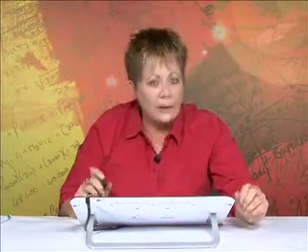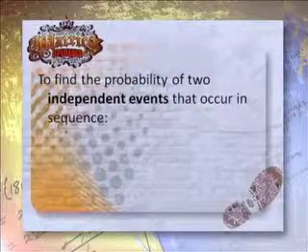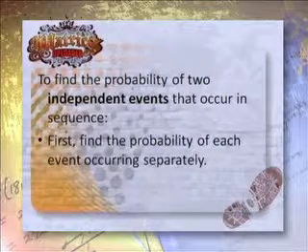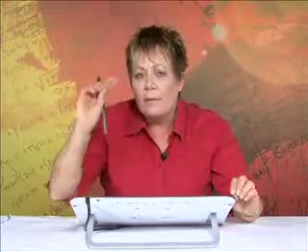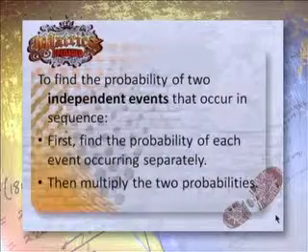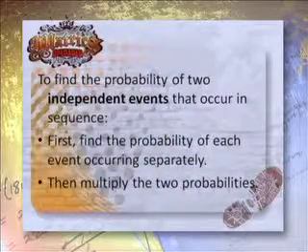Now, how do we find the probability when two independent events occur? Well, we've got to do two things. Firstly, we're going to find the probability of each occurring separately. So the probability of the first event, the probability of the second event. Then we're going to take those two probabilities and multiply them by one another.